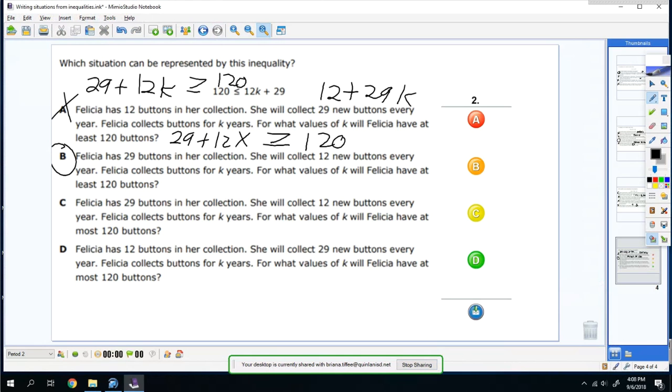C says Felicia has 29 buttons in her collection. She will collect 12 new buttons every year. And it says she'll have at most 120 buttons. Okay, so this side is correct, but it says at most 120 buttons. So you're going to do less than or equal to 120 because it can't go above it. D, Felicia has 12 buttons in her collection. She will collect 29 new buttons every year. Well, that goes back to the reason why A is wrong.